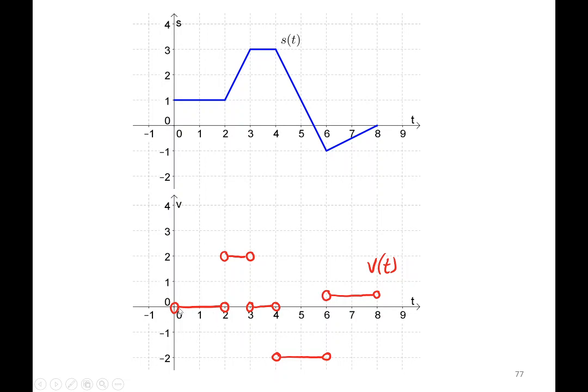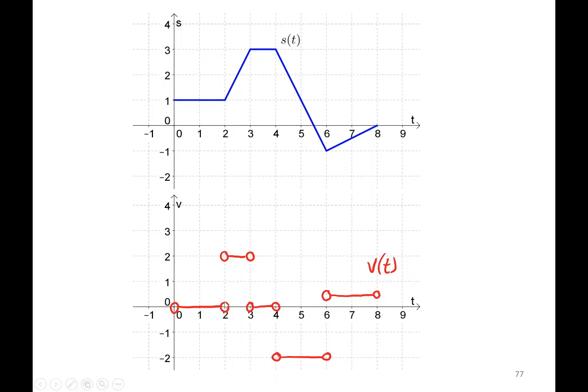One thing I'll mention is we put all these little open circles at the beginning and ending of each of these little line segments because we don't really know exactly what the velocity is at these t values. At t equals 2, the velocity suddenly changes from 0 to 2. And so because of that jump in the velocity, there's not really a particular value we can say that we have at t equals 2. We'll look a little bit more into this, how at a corner the graph doesn't have a derivative, or in other words, the derivative does not exist, in some upcoming slides.